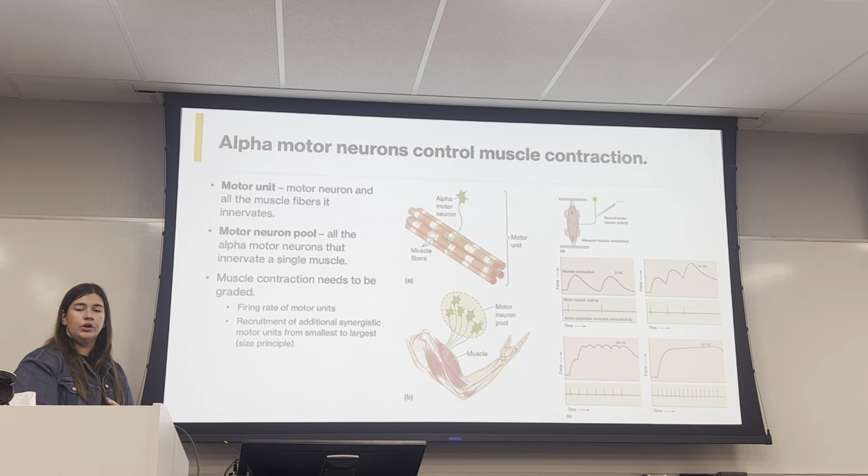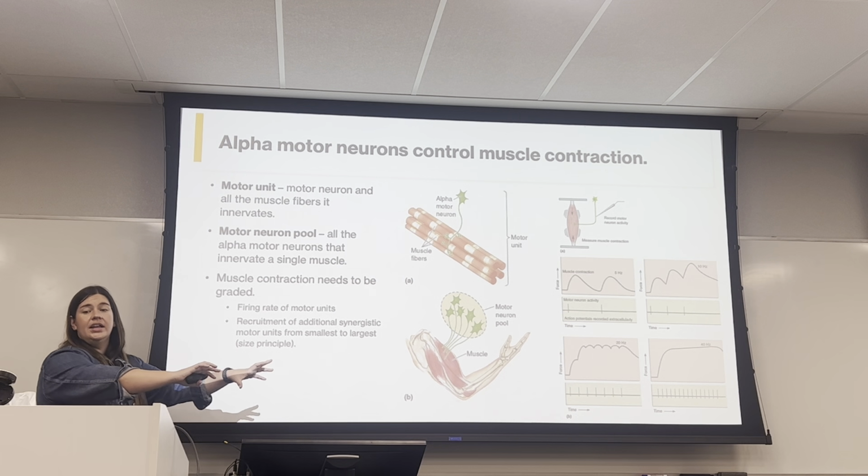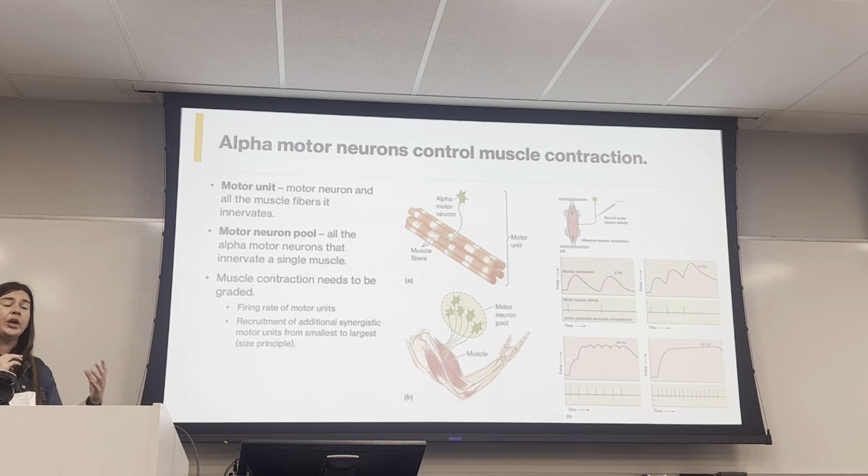And we said that there are motor units. That would be a single alpha motor neuron and every muscle fiber that it innervates. We also have motor neuron pools. If you take your bicep muscle, there are several alpha motor neurons that collectively will synapse onto all of the individual muscle fibers within that muscle, and those are the motor neuron pools.